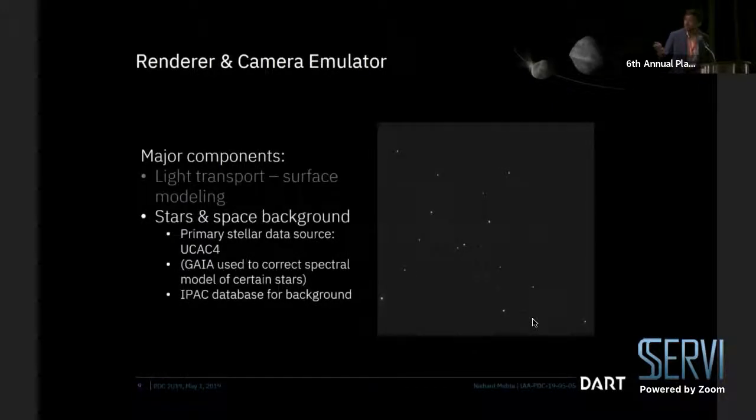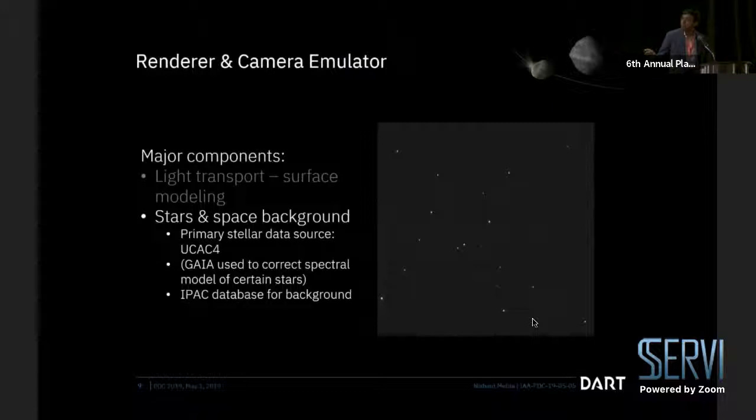Stars and space background. Turns out this isn't terribly important for SmartNav. Our integration times are short enough that we really don't pick up any stars, which is actually very good for the targeting system. We don't have a lot of confusers in the images. But we've been using this to help some of the OpNav testing as well.